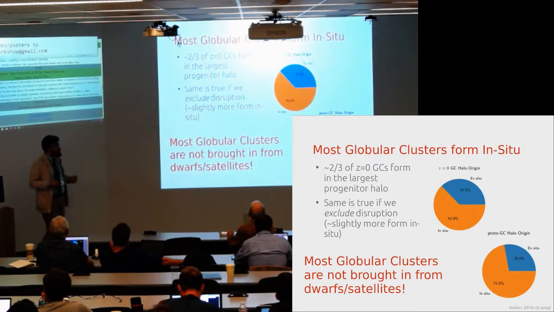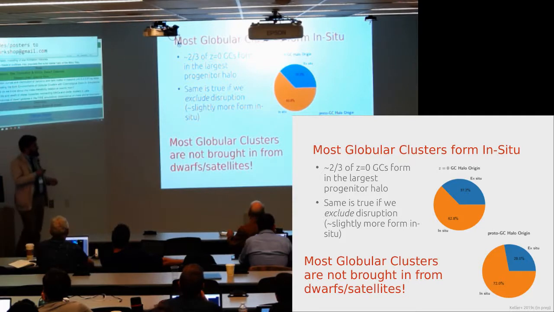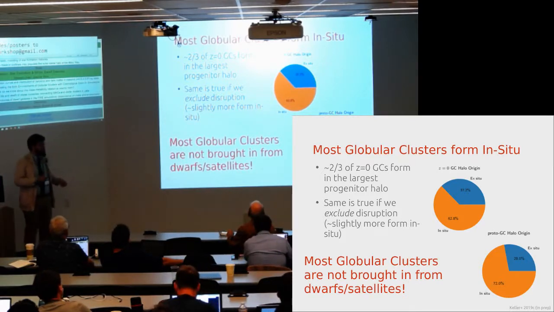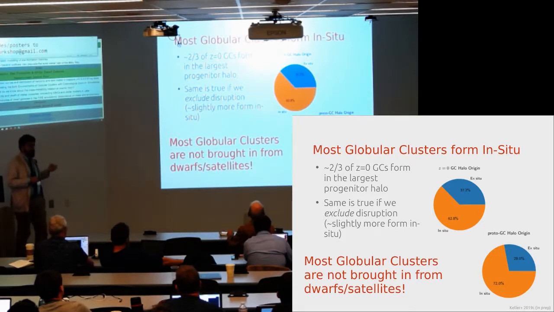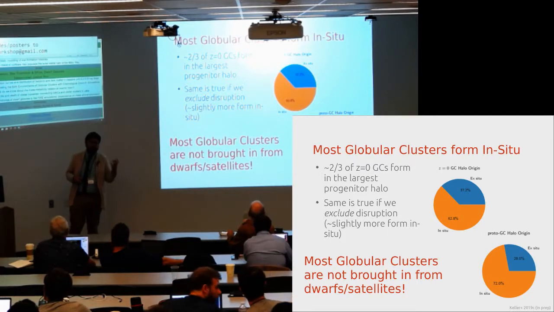For example, do they form in situ or ex situ? We can see from the E-MOSAICS globulars that roughly two-thirds of the globular clusters in all of our halos form in situ. That is, the halo that they form in is the most massive halo at that redshift.